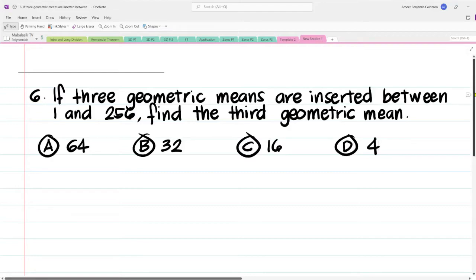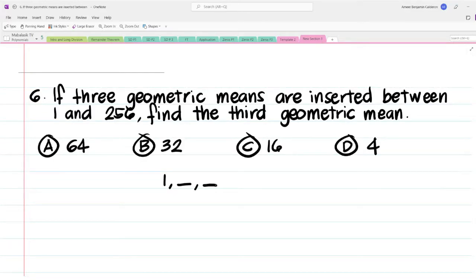If 3 geometric means are inserted between 1 and 256, find the third geometric mean. So parang parehas yung tema dun sa problem number 5. Ang kaibahan lang, geometric yung sequence na dapat nating mabuo. Pangalawa, third geometric mean yung hinahanap. Pero same concept, no? So we have 1, we'll insert 3 geometric means.